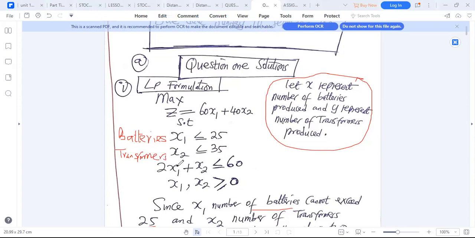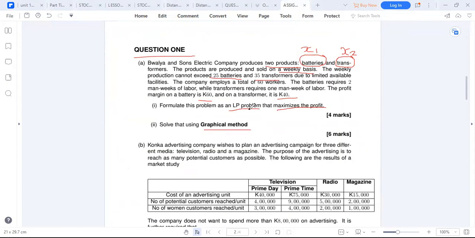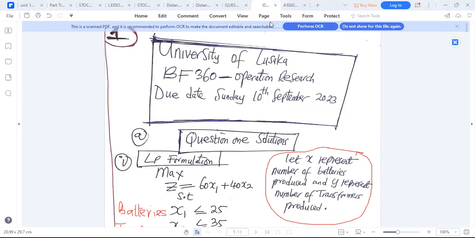All right, so this is what we have concerning the formulation of an LP problem. From the question, we are clearly told the available hours, we have the total. The company employs a total of 60 workers. So the batteries require 2 man-hours of labor, then the transformers require 1 man-hour of labor, but the total is 60.